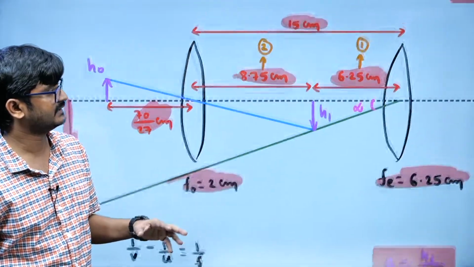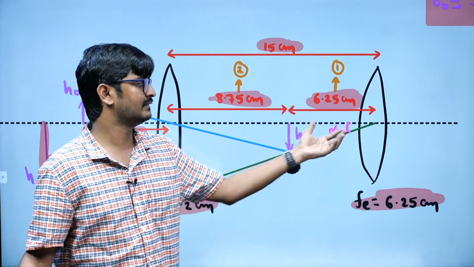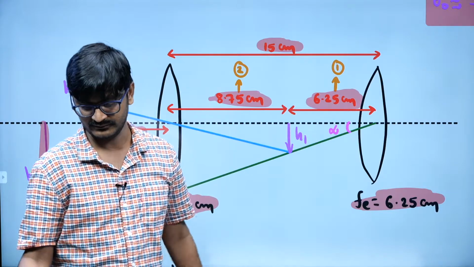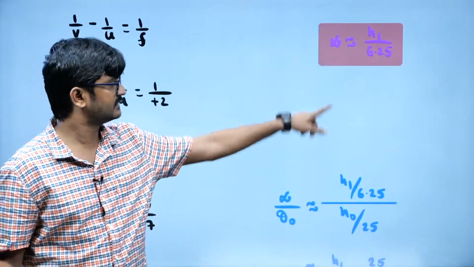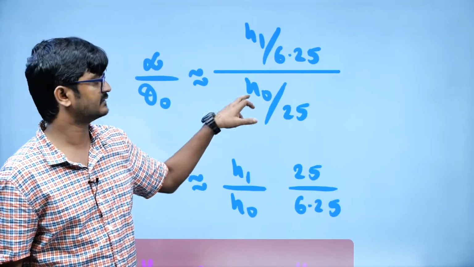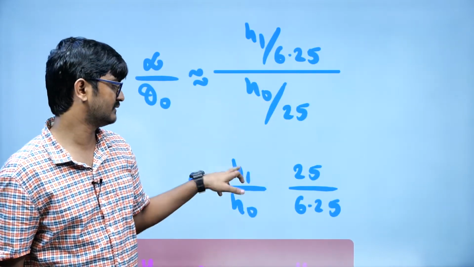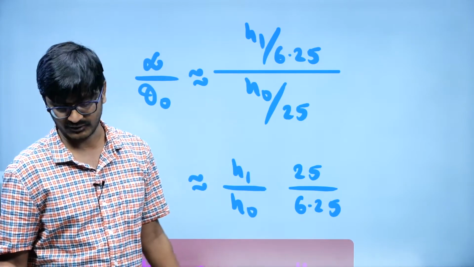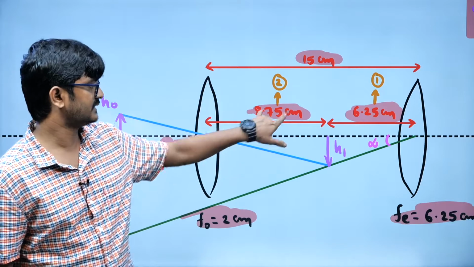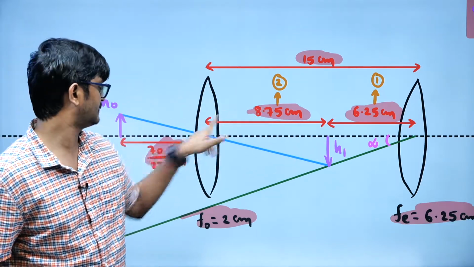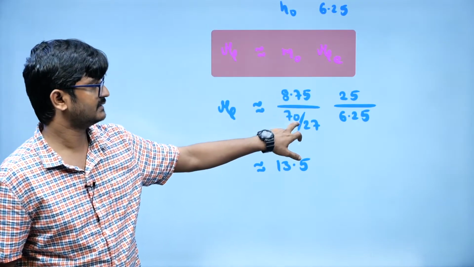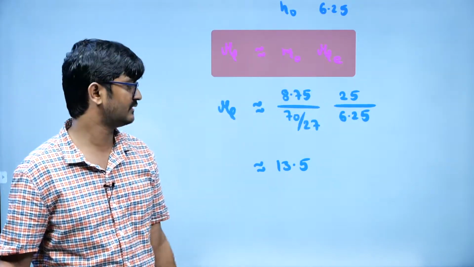Now once we are done with this, we need to find alpha and divide it with theta naught, right? What is alpha? Alpha is h1 by 6.25. Now I need to find alpha by theta naught. So h1 by 6.25 by h0 by d, which is 25. So that is h1 by h0 into 25 by 6.25. Now again, h1 by h0, how can you find it? Either you can take similar triangles or you can say h1 by h0 is nothing but 8.75 by this thing, into 25 by 6.25, which is 13.5.